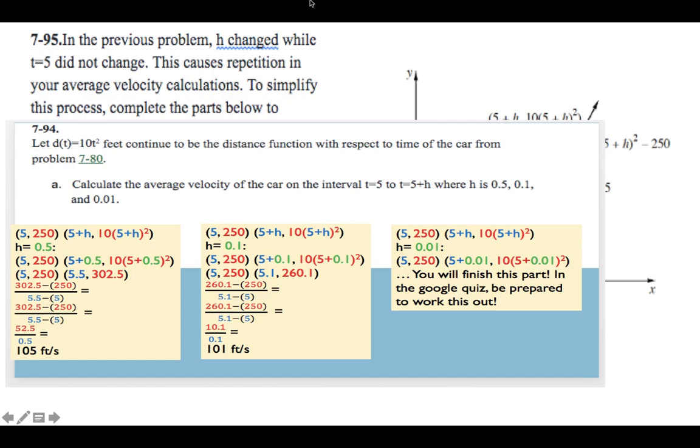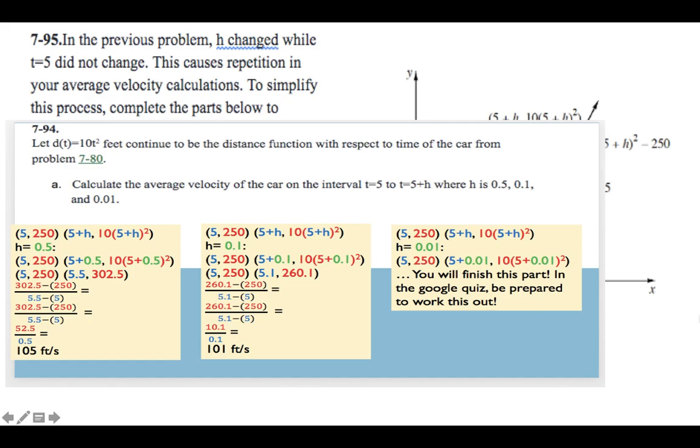When they're talking about the repetition in the average velocity calculations, they're talking about this. For example, when h was 0.5, we had to do a whole setup of creating two points, plugging in, and then doing some math each and every time. This is actually very repetitive. So what we're going to be doing is creating an equation that represents the average rate of change for any h, for t equals 5 seconds, because that's the point that we're concerned with here.